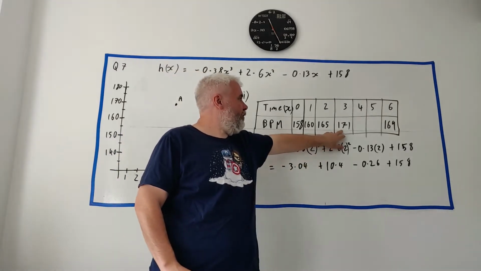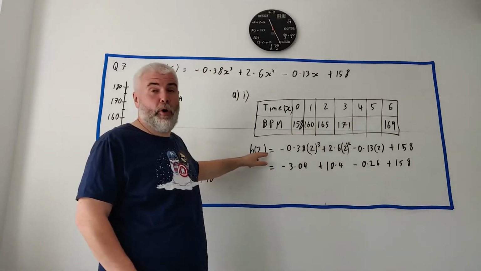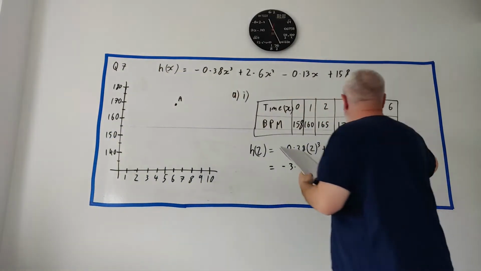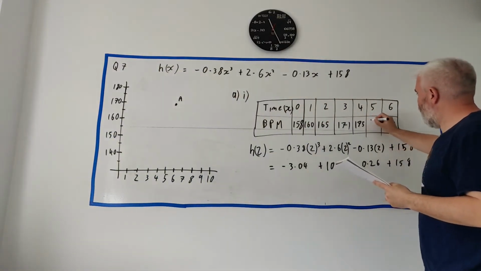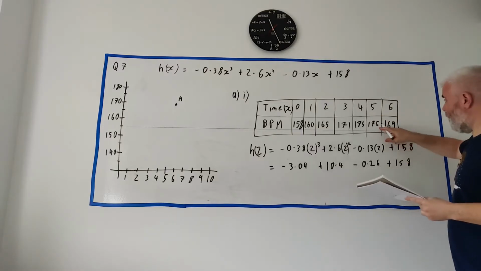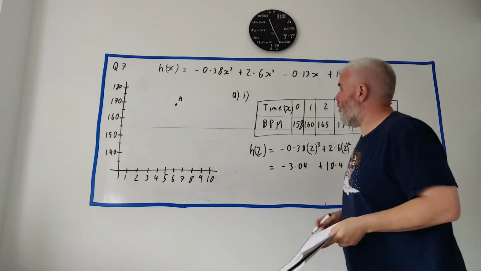Okay, 3 is already done for us. 4, we do the same way. I won't waste all of our time doing it here. I'll just give you the answer. Is 175. Pause the video and try that yourself. And for 5 is also 175.